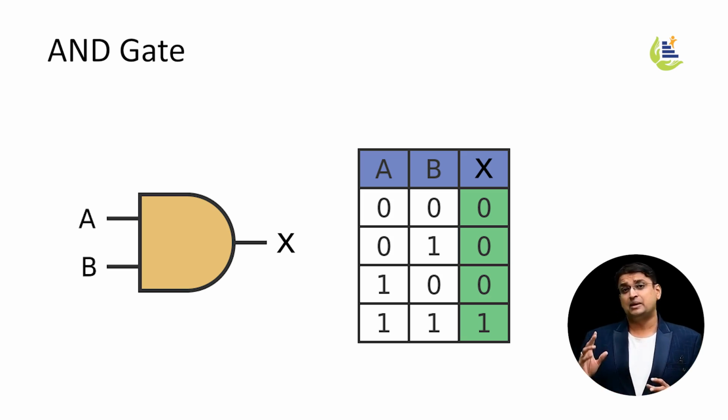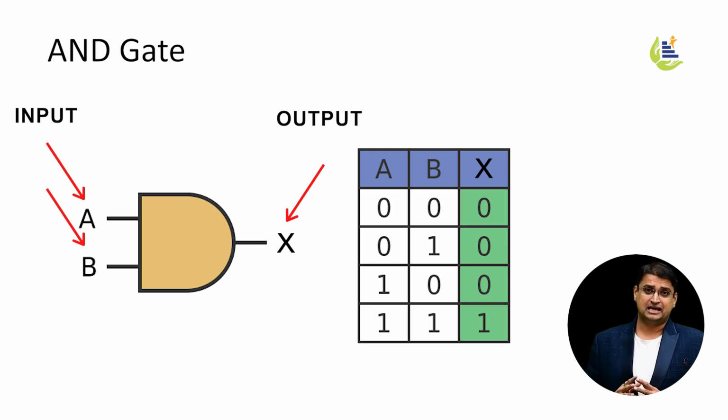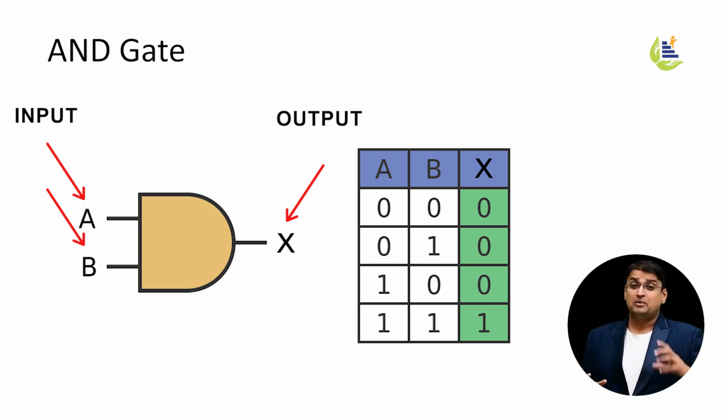Let's understand this by using a truth table, where A and B are inputs and X is output. Therefore, X is equal to A and B. This truth table represents the behavior of the AND gate in digital logic. The AND gate is a basic logic gate that operates based on the following rule. It outputs a 1, that is true, only if both inputs are 1, otherwise it outputs a 0, that is false.